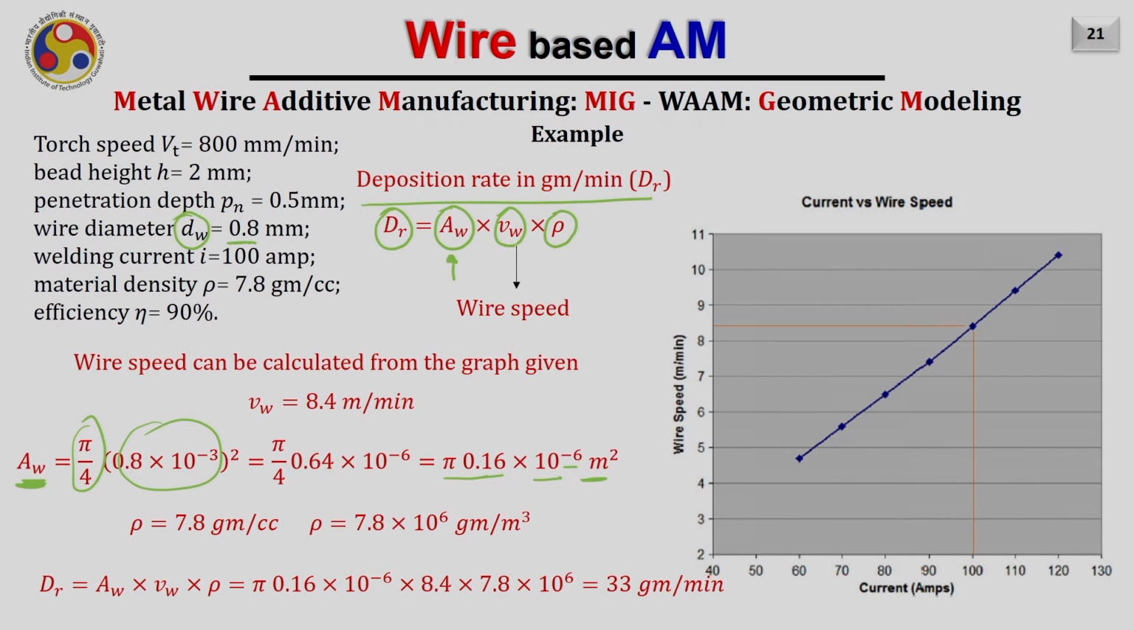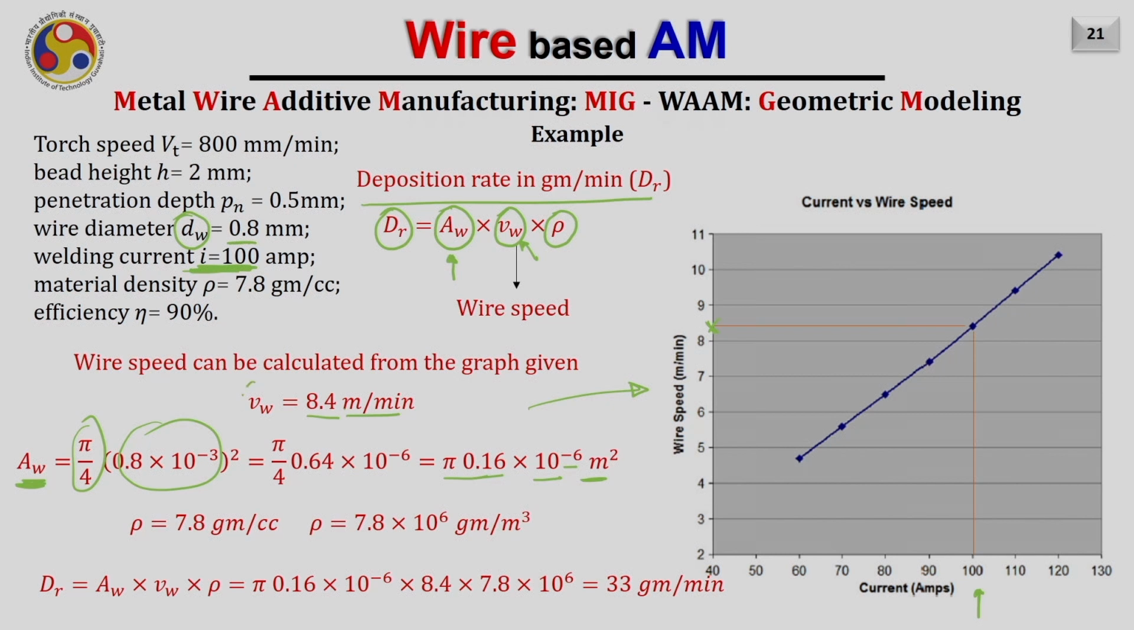Now, the wire is moving with the speed Vw. How do we obtain this Vw? It is not directly given to us in the problem. Instead, the current is given to us, and they said that the current is 100 amps. So if the current is 100 amps, let us go back to this diagram, and you can see that correspondingly the wire feed should be 8.4 meter per minute. That is what is given in the diagram.